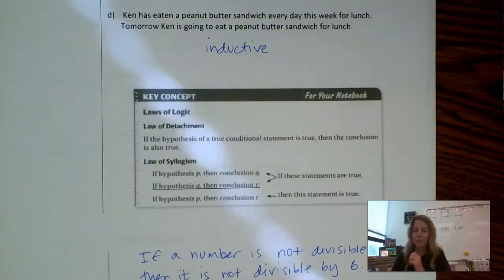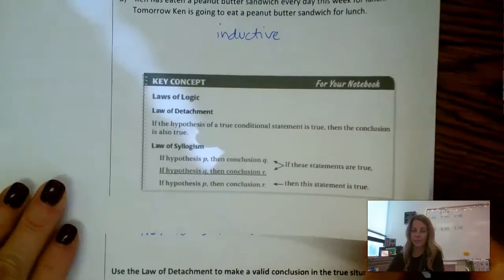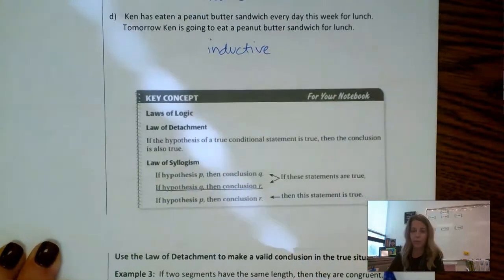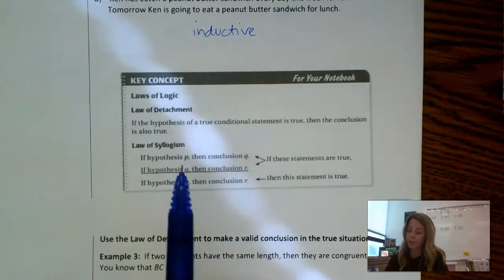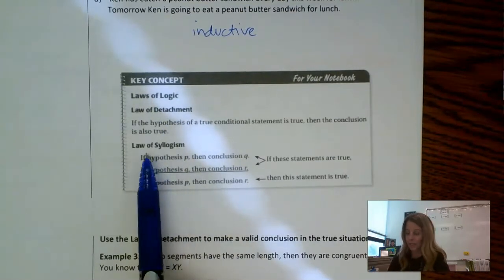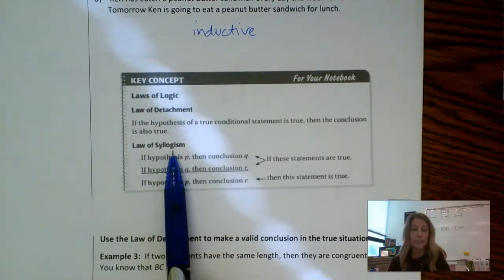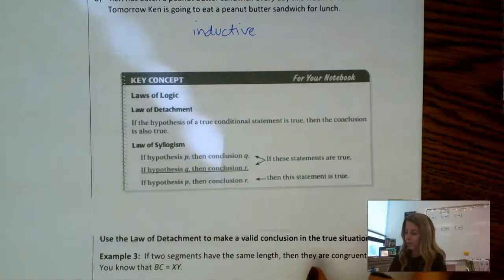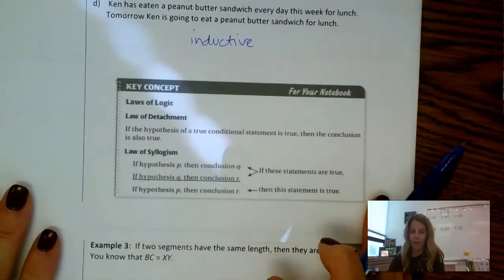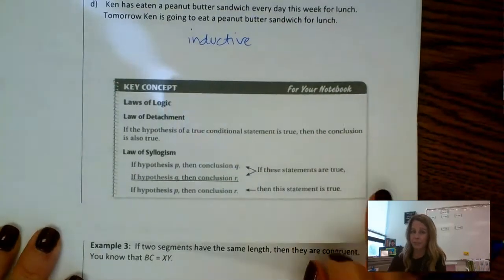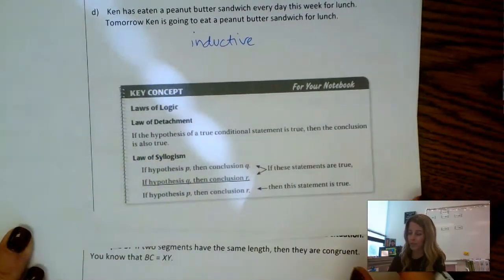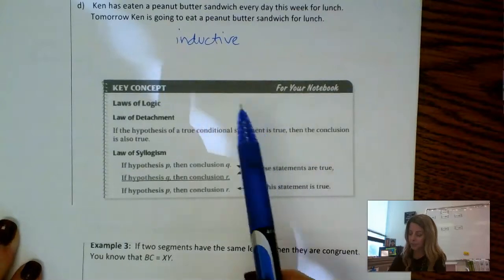All right, let's wrap up this section with these laws of logic. Go back to page 9. We have two laws of logic. The first is called the law of detachment, and the second is called the law of syllogism. The law of detachment is very, very simplistic. Let me go over this box right here, and then we'll go through some examples.